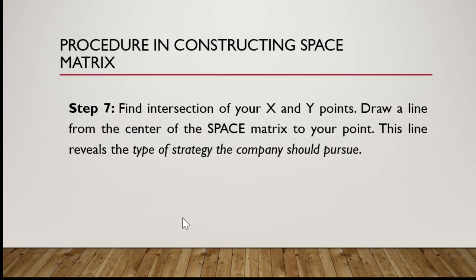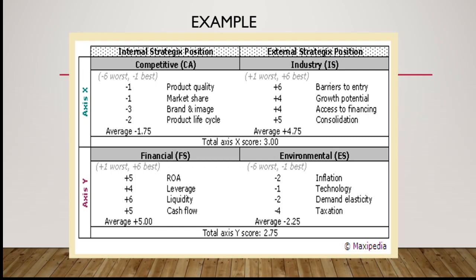So, and then, find the intersection of your x and y points, then draw a line from the center of the space matrix to your point. This line reveals the type of strategy the company should pursue. So, para mas maintindihan, ito yung example.